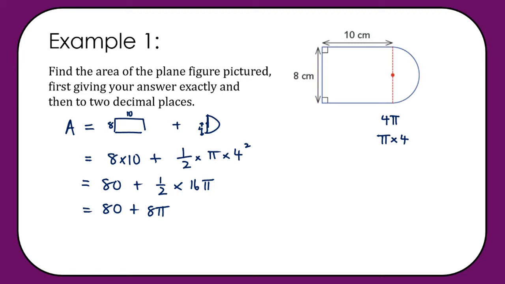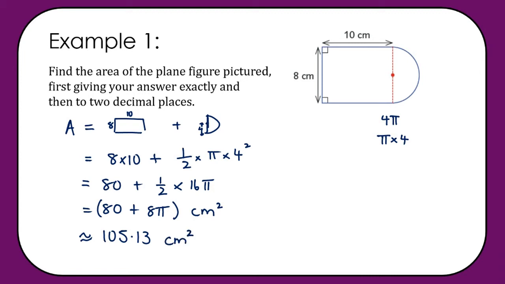This question here does ask me for a decimal approximation and I've worked that out previously with my calculator and it is 105.13. But both of these answers, these last 2 lines, are the final answer to the question. In fact, the second last line is the more accurate final answer to the question. So we want to think about units here, where area, so it's units squared and it's centimetres. So 80 plus 8 pi centimetres squared is the exact answer.